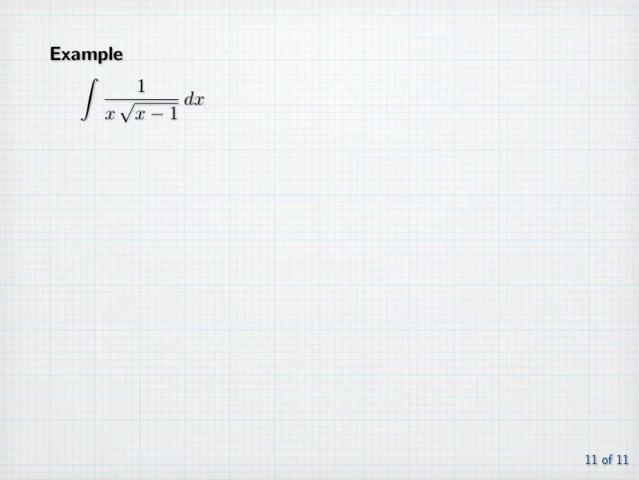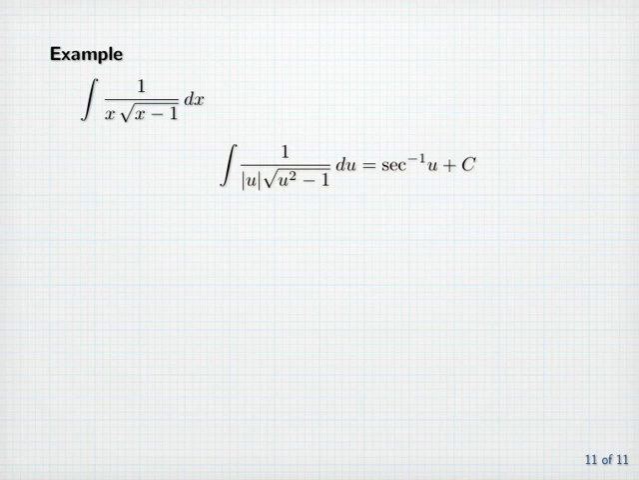Example. Let's find the indefinite integral of 1 over x times the square root of x minus 1 times dx. Now notice that the integrand here is similar to the derivative of the inverse secant function, except the x under the radical is not squared. This suggests that we try a substitution where we replace x with u squared. So let x equal u squared.